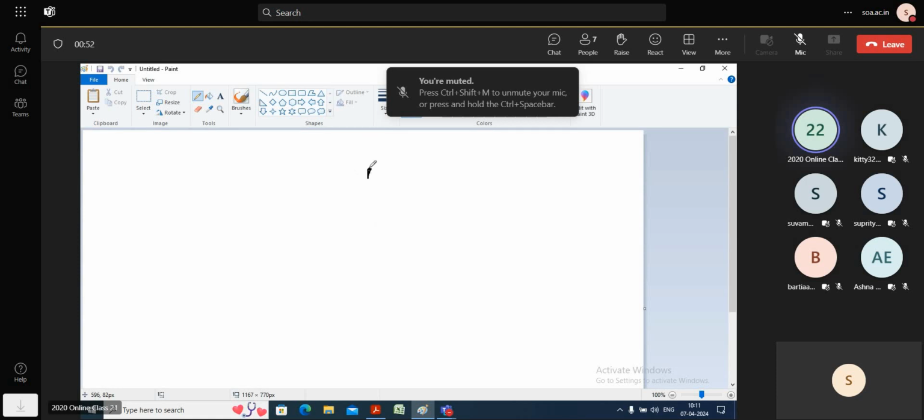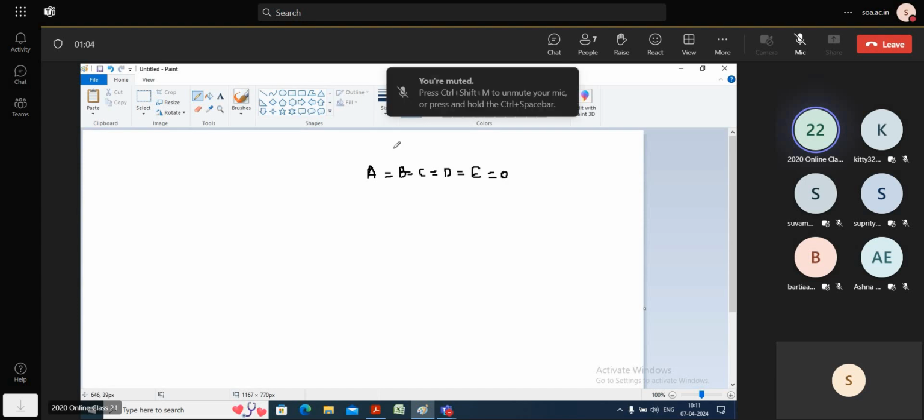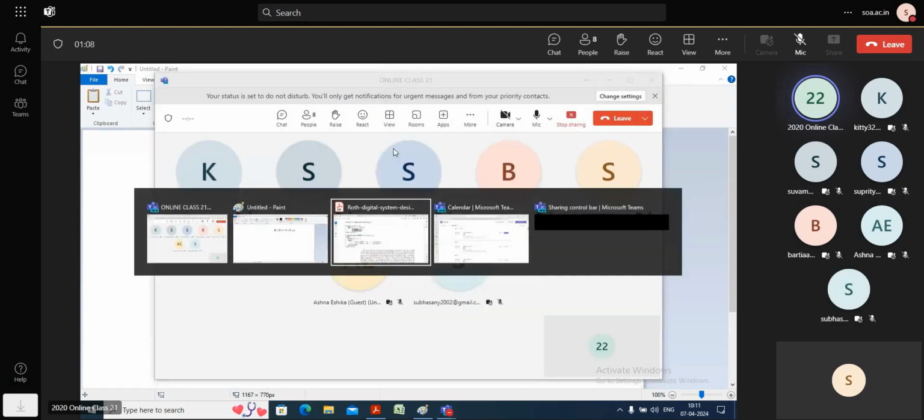Here we have assumed that all these values, A, B, C, D, E, I'm just writing in short that we have assumed that all are having the value 0 at 0 nanosecond.